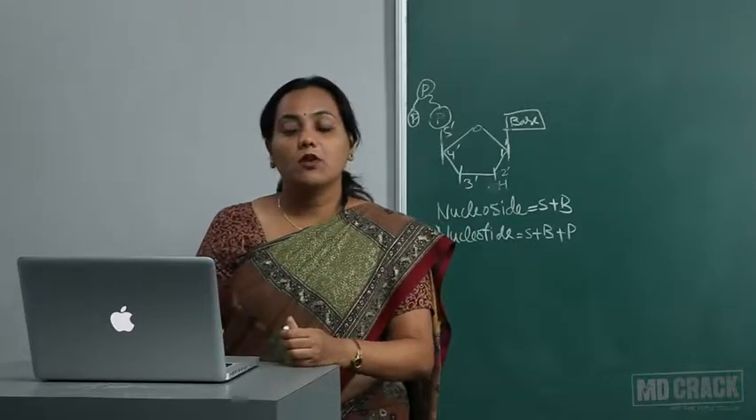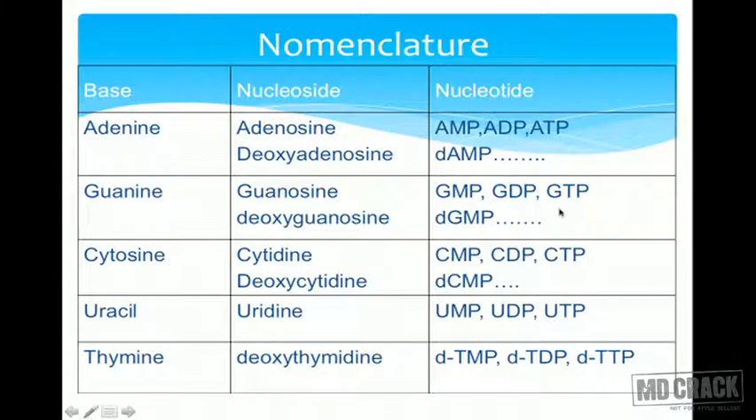So let us look at guanine. Guanine becomes guanosine monophosphate, diphosphate or triphosphate: GMP, GDP, GTP, and there are deoxy forms. Cytosine also: CMP, CDP, CTP and the deoxy forms. Uridine monophosphate, UMP, UDP, UTP, and thymidine is always deoxy: dTMP, dTDP and dTTP. These are the nomenclature of the different nucleotides and nucleosides.